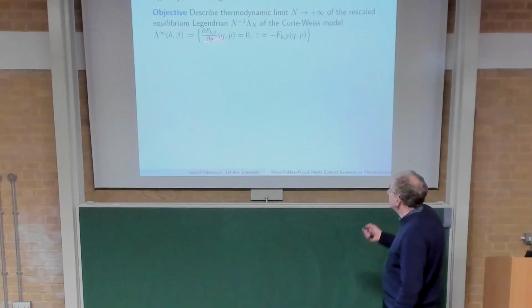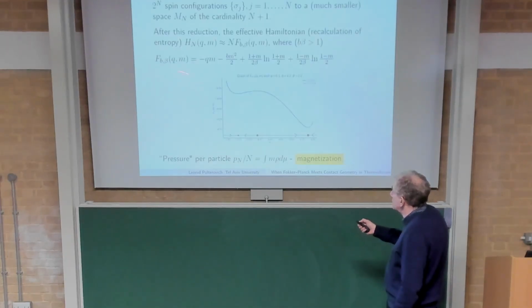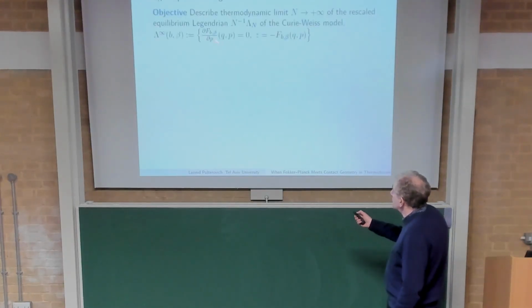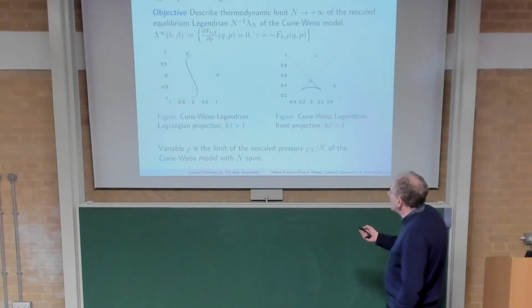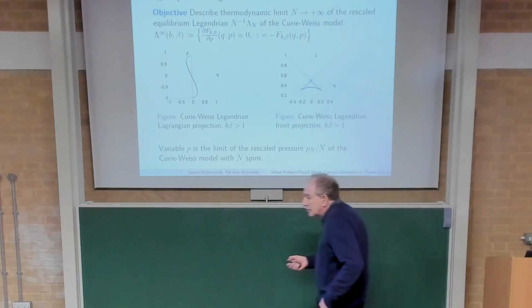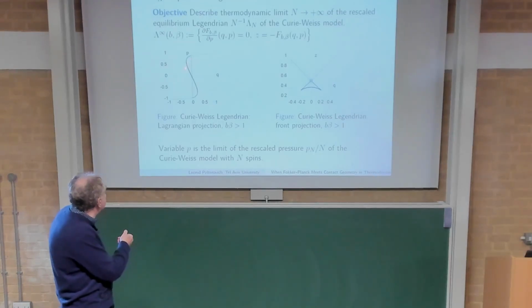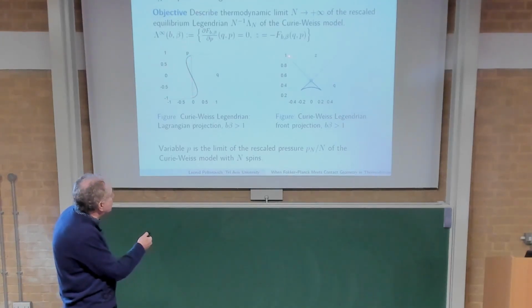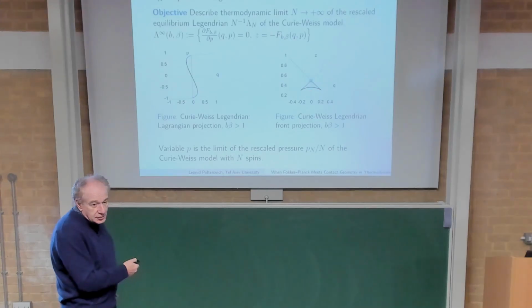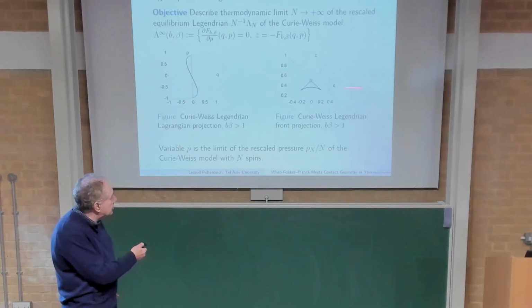want to describe the thermodynamic limit when n goes to plus infinity of the rescaled equilibrium Legendrian of the Curie-Weiss model. So it's given by a specific formula. So z equals minus f, where f is given by this function, and df dp equals 0. And you see this Legendrian. I don't want to draw pictures in dimension 3. I will show you 2 projections. One projection is to the PQ plane, and another projection is to the ZQ plane. So you see, the projection is quite non-trivial. Yes, you have some cusps and so on.